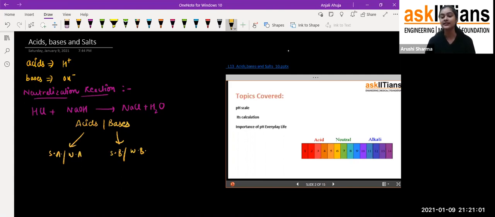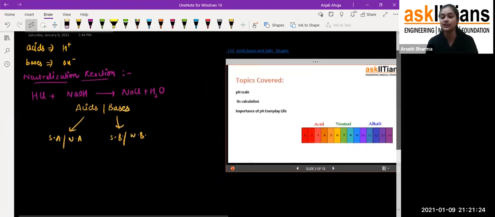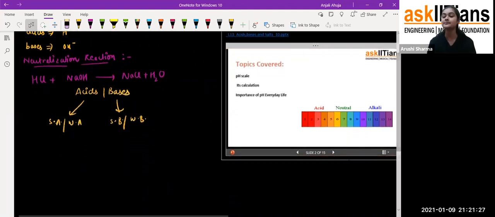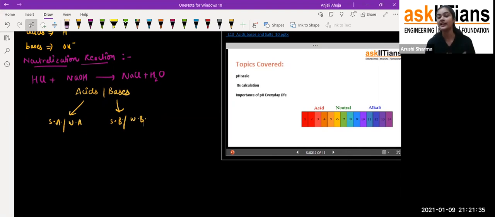We are going to start the pH part by first looking at how we consider an acid strong or weak, and likewise for the bases. Now, in this picture you can see a scale has been given. This picture describes the pH scale, and you can say that the pH scale, or that strip, works as a universal indicator.